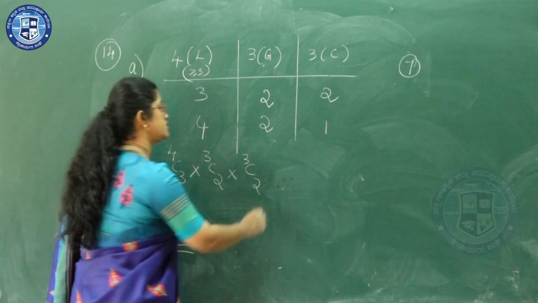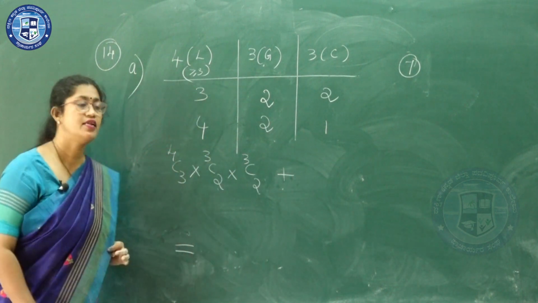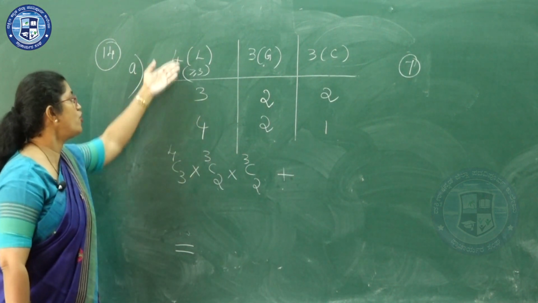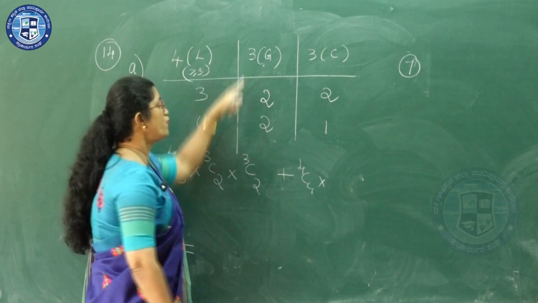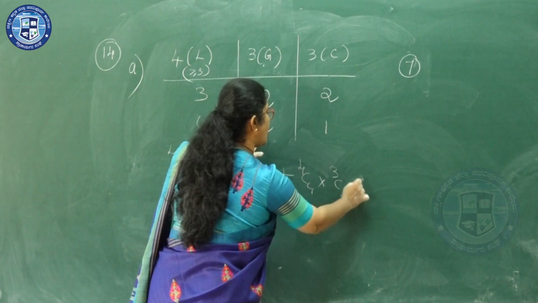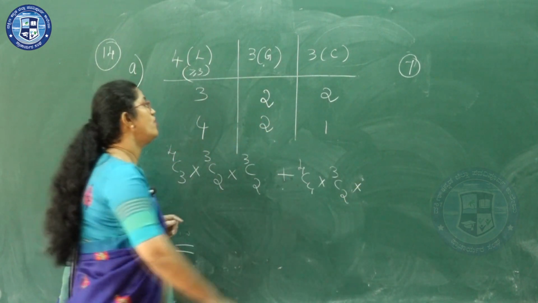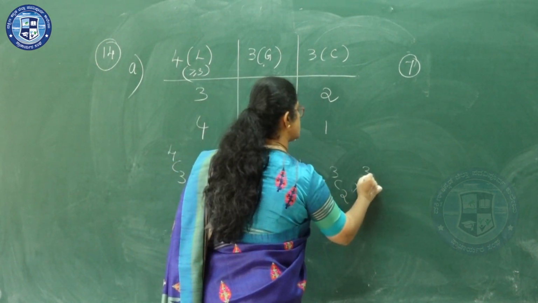Or second case, put a plus sign. Now you come to the second row. From 4 you choose 4 and from 3 you choose 2 and means into. Last one, from 3 you choose 1.